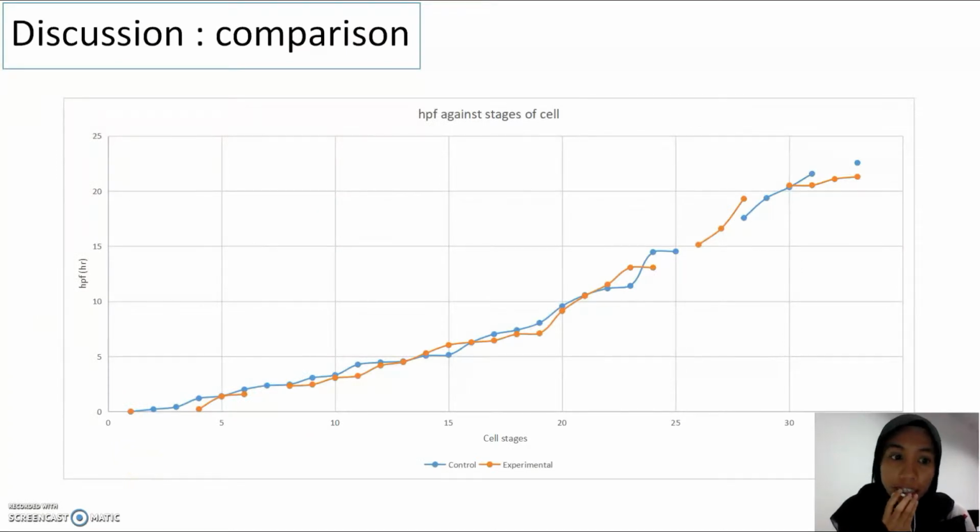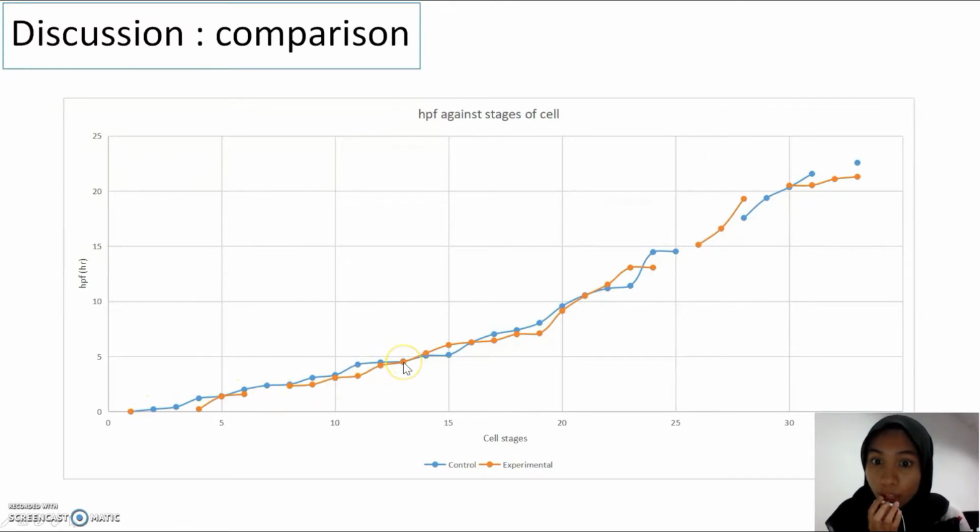As for the discussion, I will do a comparison of the growth development of the eggs between the control and experimental by looking at the hours post-fertilization against the stages of the cells. At an early stage, we can see that the eggs in the experimental beaker show a faster growth rate compared to the ones in the control.